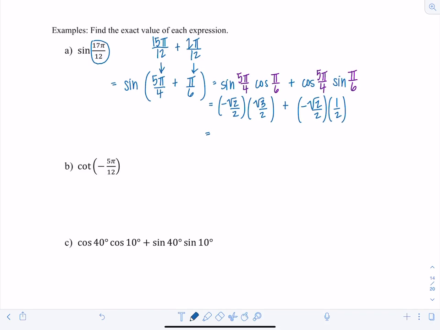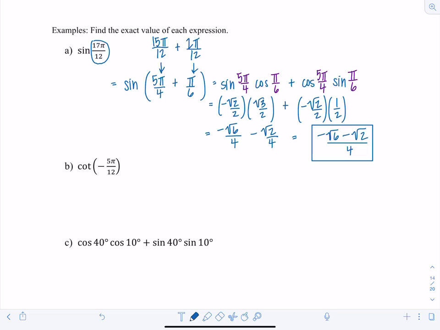So rad 2 times rad 3, that's going to be negative rad 6 over 4, plus, and then the second term's also going to be negative. So let me just write minus rad 2 over 4. And then for our final answer, I could put everything together over the same denominator. So negative rad 6 minus rad 2 all over 4. All right, nice job.